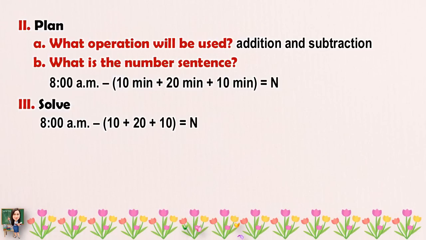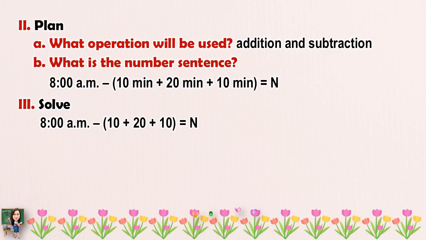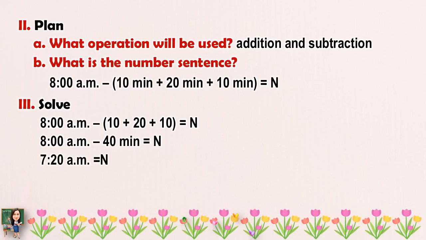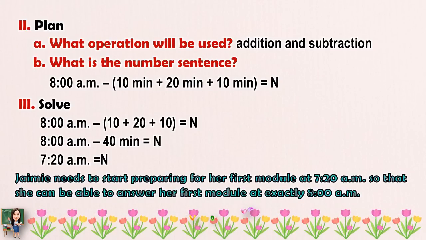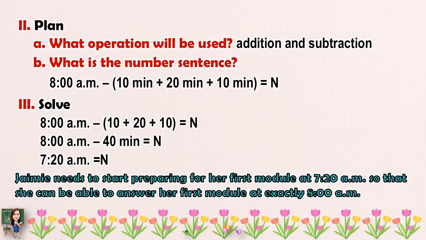Let's add first inside the parentheses. 10 plus 20 plus 10 equals 40. Now, subtract: 8 o'clock a.m. minus 40 minutes equals 7:20 a.m. Jamie needs to start preparing for her first module at 7:20 a.m. so that she can answer her first module at exactly 8 o'clock a.m.